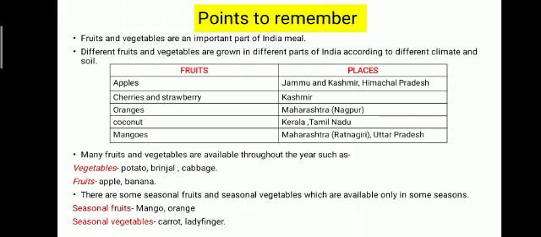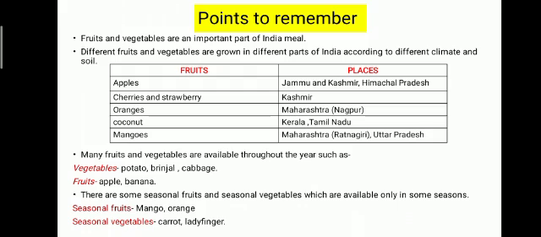Coconut is grown in coastal areas such as Kerala and Tamil Nadu. Mangoes are grown in Maharashtra, in Ratnagiri, and Uttar Pradesh. Many fruits and vegetables are available throughout the year. For these fruits and vegetables, we do not need to wait for a particular season. These are available throughout the year.